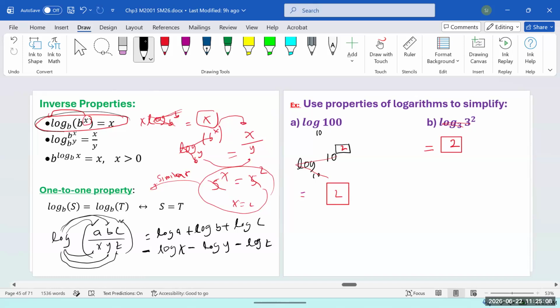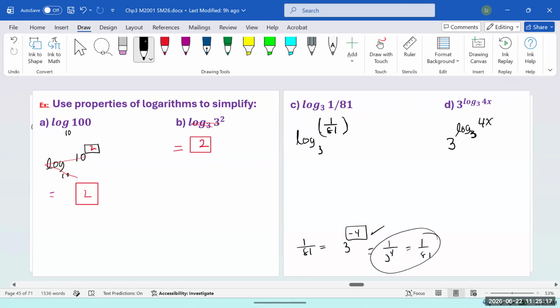See, the power rule says if the base and the argument are the same, then they cancel out, and the power is the answer. So let me show you both methods. Method 1.